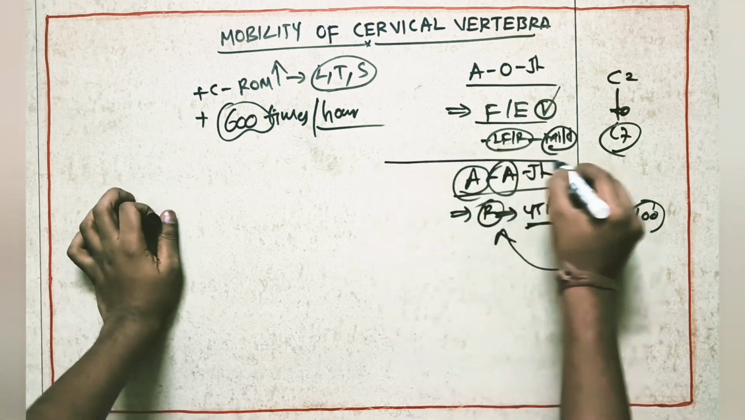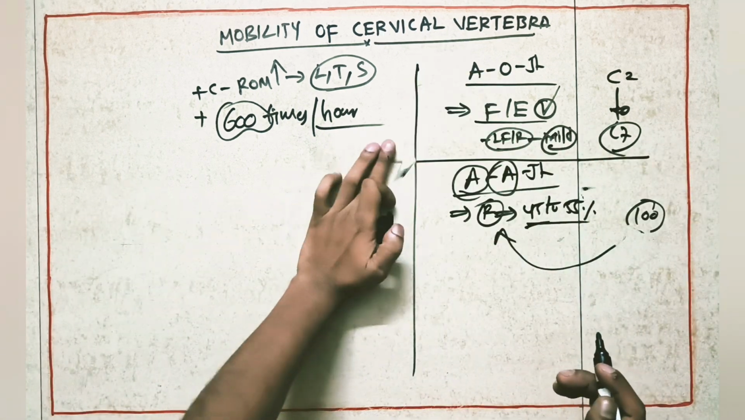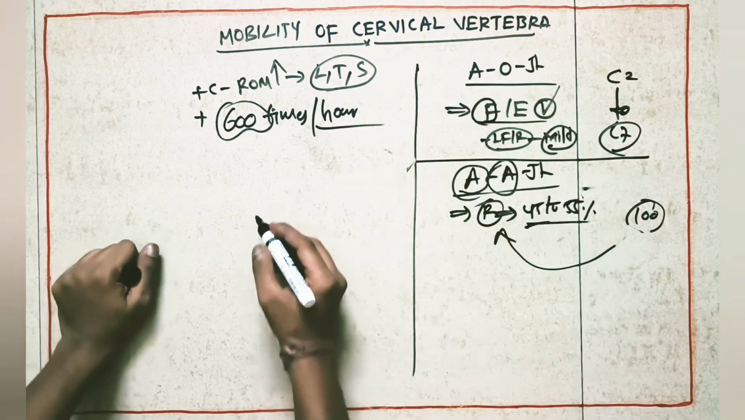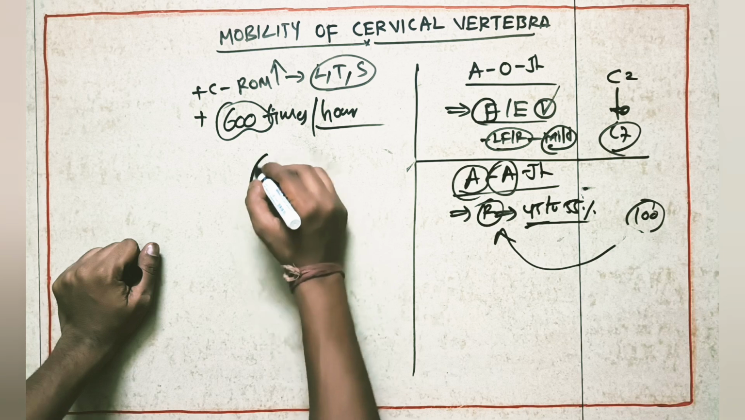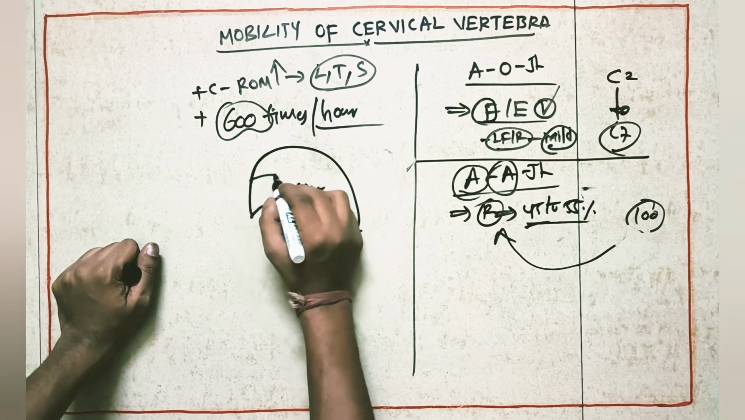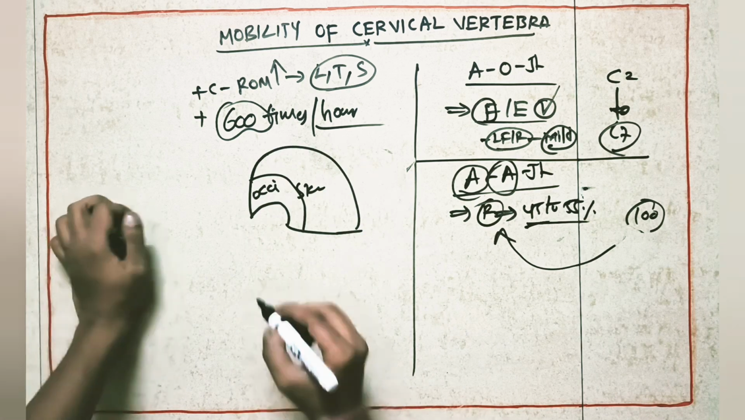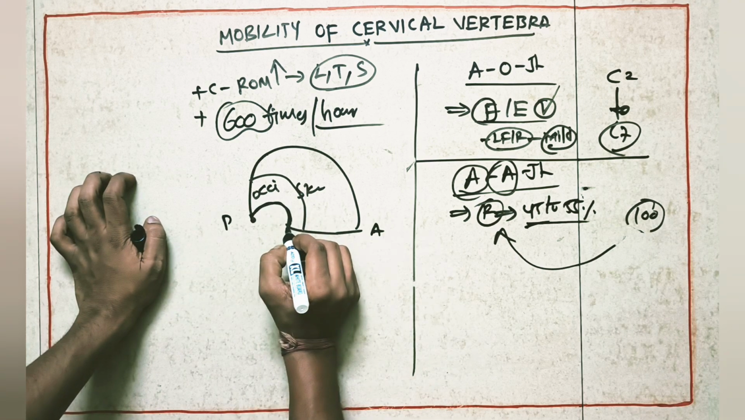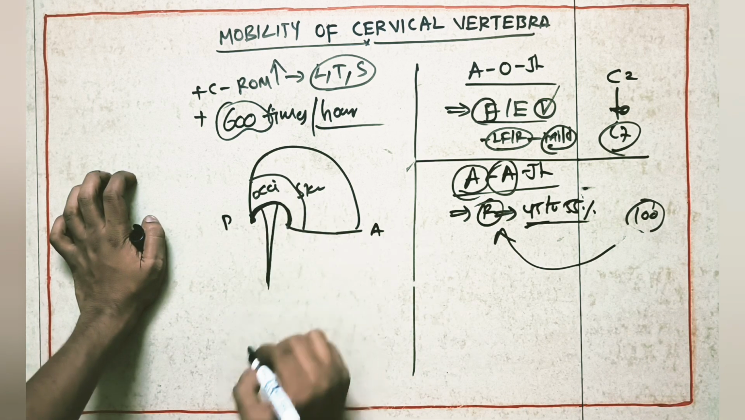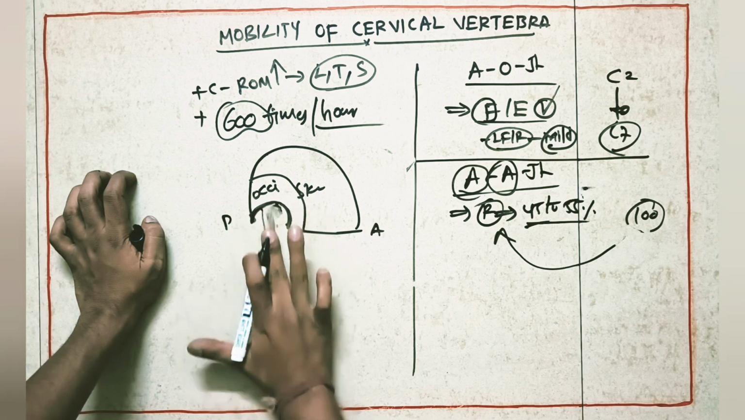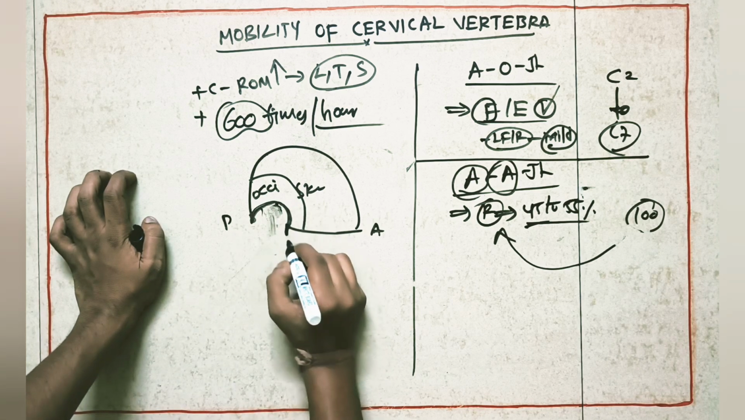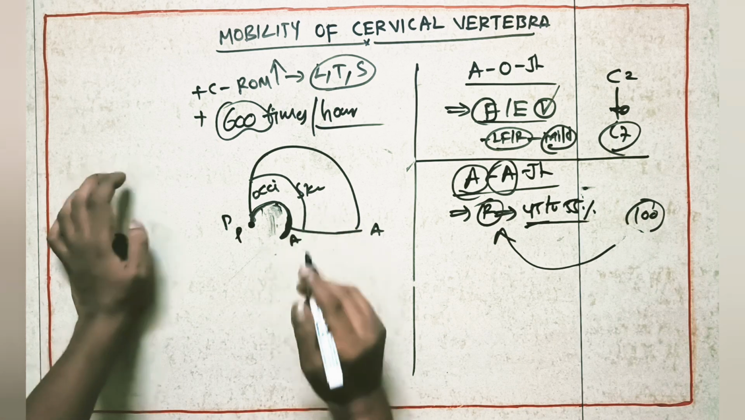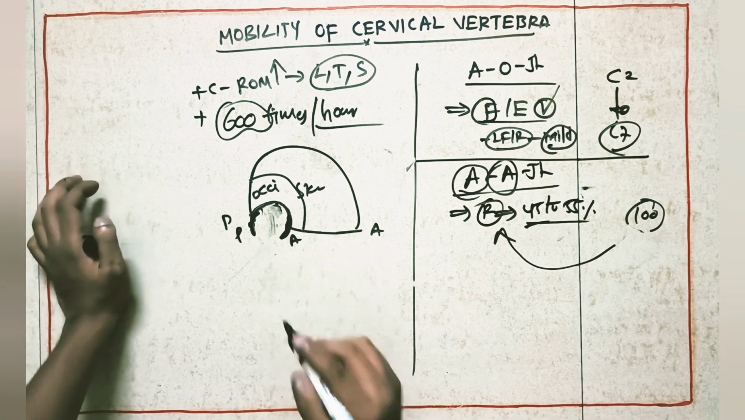One more point here: if I divide these into two parts, here is the atlanto-occipital joint and the atlanto-axial joint. When we are doing flexion movement, suppose this is our skull, simply to understand, this is our occipital bone. Suppose this is anterior, this is posterior. This is the foramen magnum, from where the spinal cord will come. This is the anterior foramen magnum ring, and this is the posterior foramen magnum ring or surface.